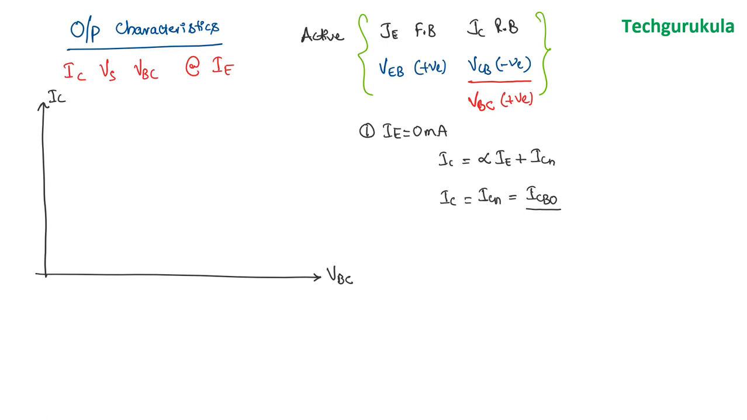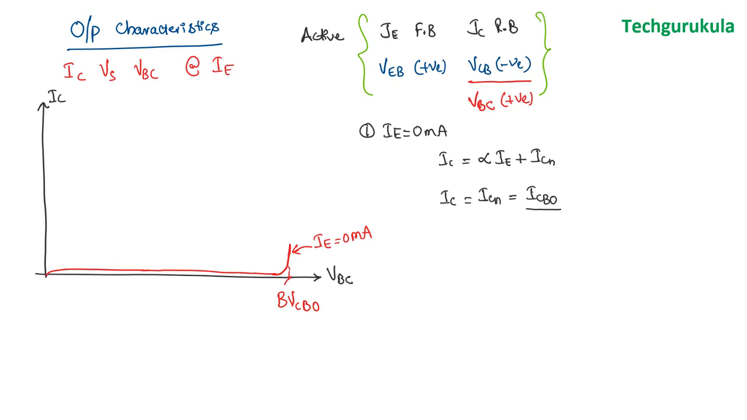So let me draw the curve here. It should be fairly constant, but as we keep increasing VBC, at a point it reaches breakdown, and that particular voltage we would call the breakdown voltage between the collector and base when the emitter is open. We call this BVCB naught, indicating the breakdown voltage between collector and base when the emitter is open. This is for the corresponding value of IE of 0 milliamperes.